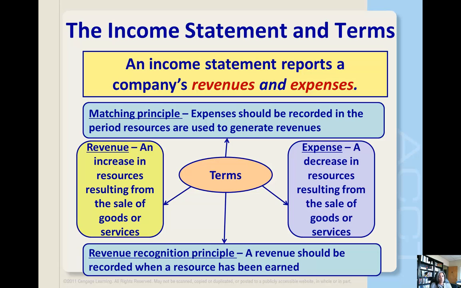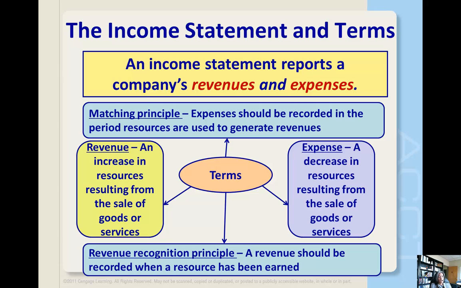An income statement reports revenues and expenses, as we just mentioned, and there are several important terms and concepts that we need to go through when talking about the income statement. So first, let's talk about expenses. Expenses are decreases in resources resulting from the sale of goods or services.